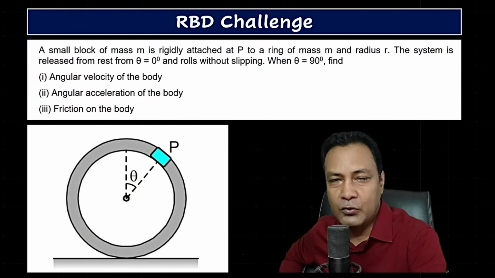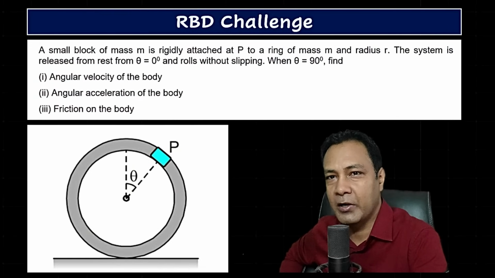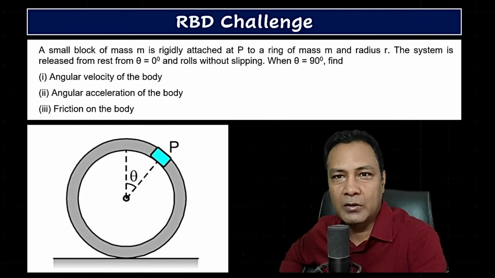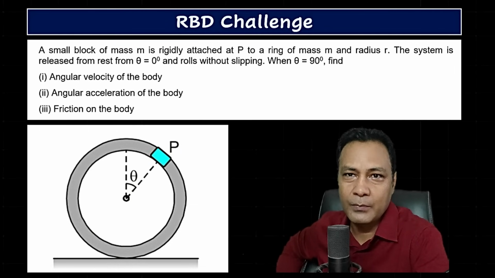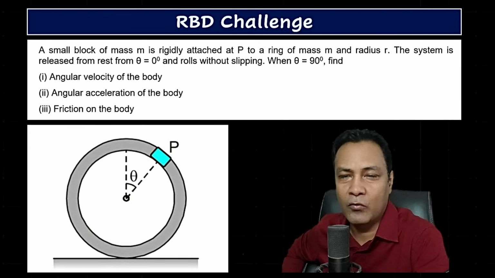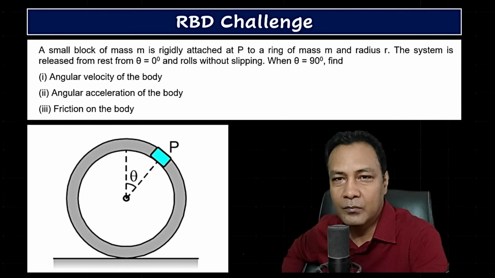I am going to present you a very good problem of rigid body dynamics in this video. This problem involves two concepts. One is the conservation of mechanical energy, and the other is the main concept that I want to emphasize in this video, that is, how to calculate the angular acceleration of a rigid body performing CTRM.